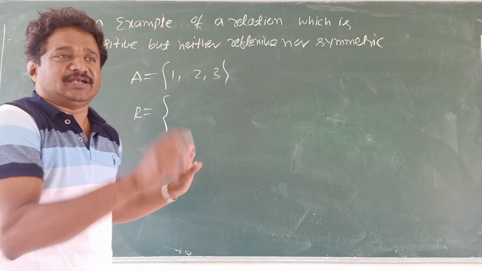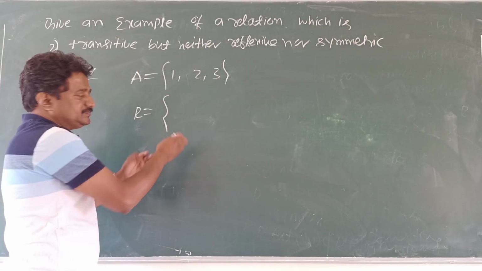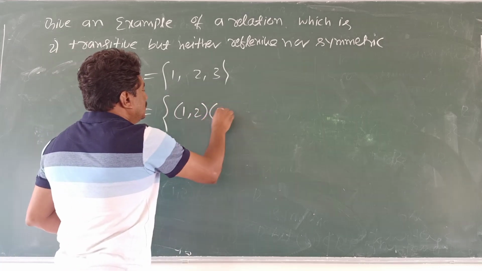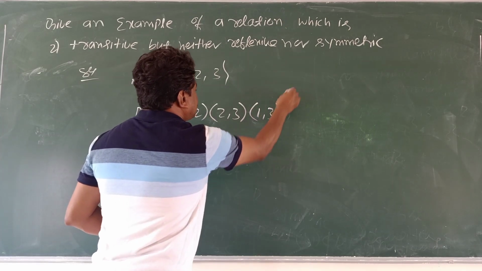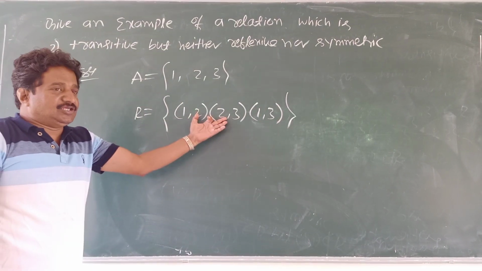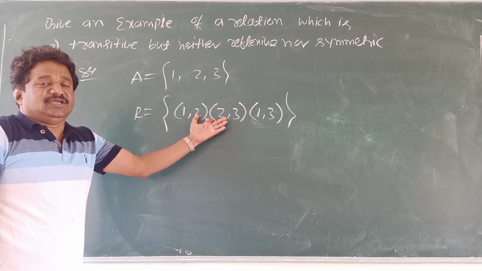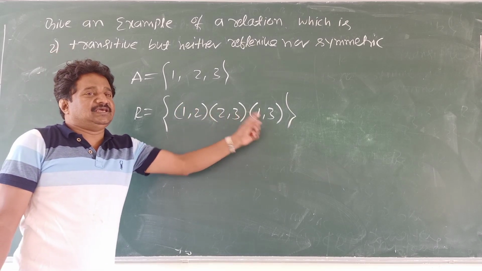I go for adding letters. I can take any order I wish: (A, B) as (1, 2), (B, C) as (2, 3), (A, C) as (1, 3). This is enough, students. Is it transitive or not transitive? Transitive, because it contains (A, B), (B, C), (A, C).